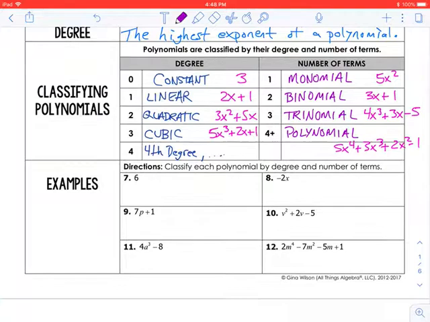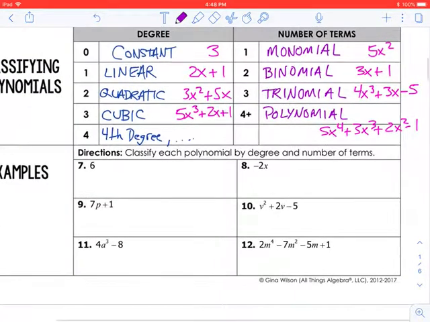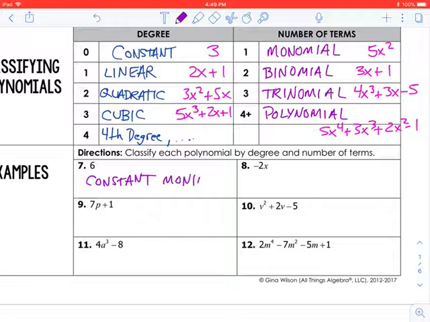All right? So classifying these, we want to classify it by two names. How many degree and how many terms. So this one is one term and it's a constant. So this would be a constant monomial. So you name it using both names. Okay?